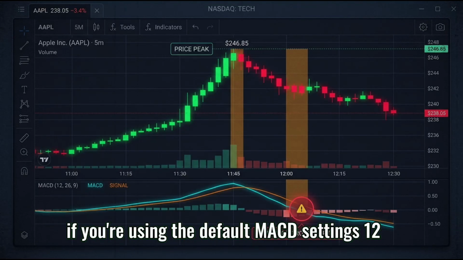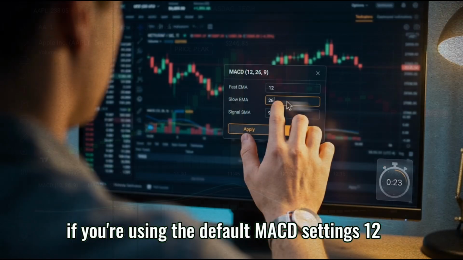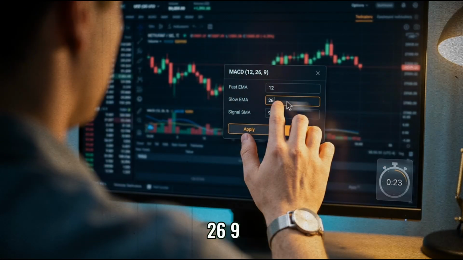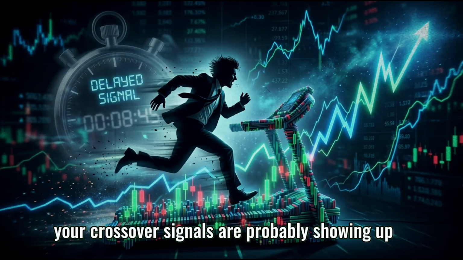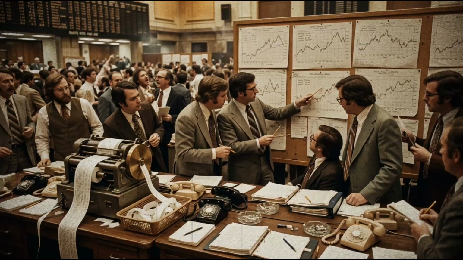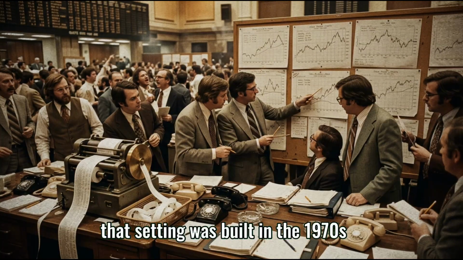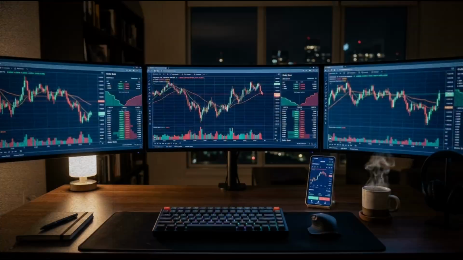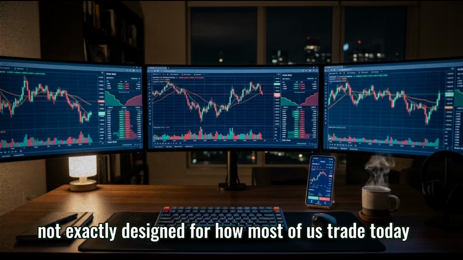If you're using the default MACD settings, 12, 26, 9, your crossover signals are probably showing up after the move already happened. That setting was built in the 1970s for weekly stock charts. Not exactly designed for how most of us trade today.